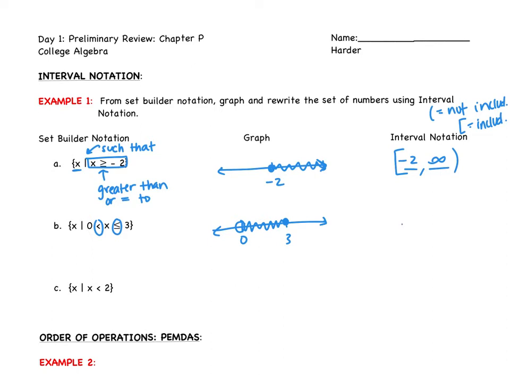Okay, for interval notation then. Our shading starts at 0 and it ends at 3. So again, remember, always starting, ending. Start at 0, ends at 3. 0 is not included, so it gets a parenthesis. 3 is included, so it gets a bracket.